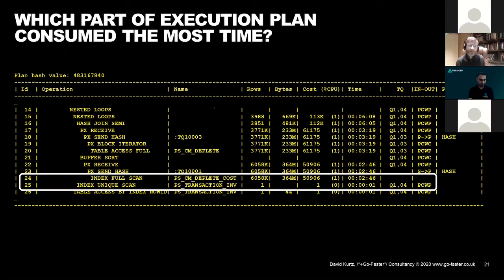It may be that other parts of the plan look more expensive, but remember the costs here are the cost estimates from the optimizer, and they may not be right. A number of performance problems occur when those costs part company from reality. But by profiling the ASH time by line, you can find where you actually spent the time.